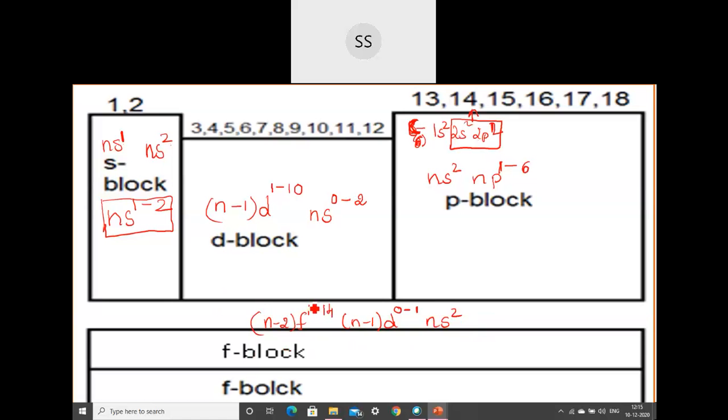But there are elements where you will find some of the books even give you electronic configuration from 0 to 14. But 0 to 14, they are just placed over there. They don't have the property. So that is the reason we will follow this particular electronic configuration itself. So you remember for F block, n minus 2, F 1 to 14, n minus 1, D 0 to 1, and ns2. So n will be the last shell, and d orbital will be the inside shell.